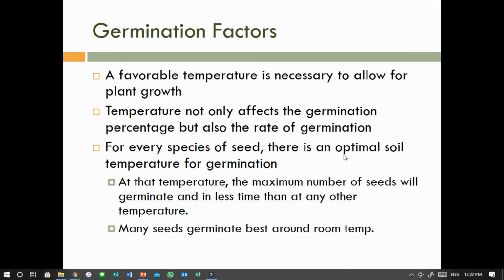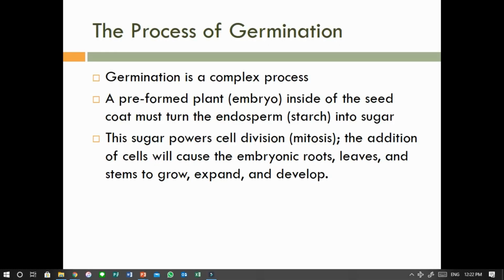You also need a favorable temperature. If it's too cold, nah. If it's too hot, eh. We don't use soil, so some plants will not grow without soil, and that also depends on your plant. Most plants will germinate best around room temperature.